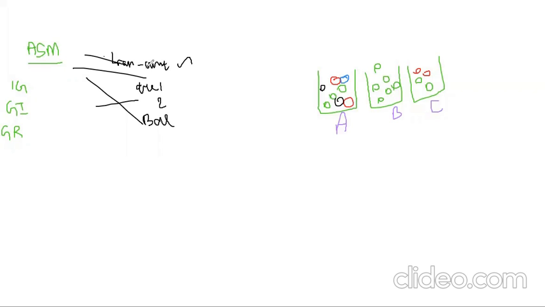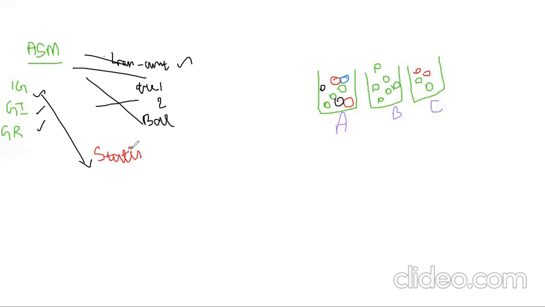How can we achieve attribute selection? Are any methods available? Yes: information gain, Gini index, and Gini ratio. These three methods are available. Here, first of all, I focus on information gain. What is information gain? It is a statistical property.